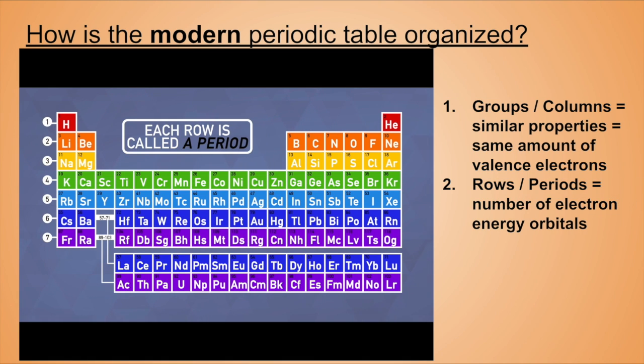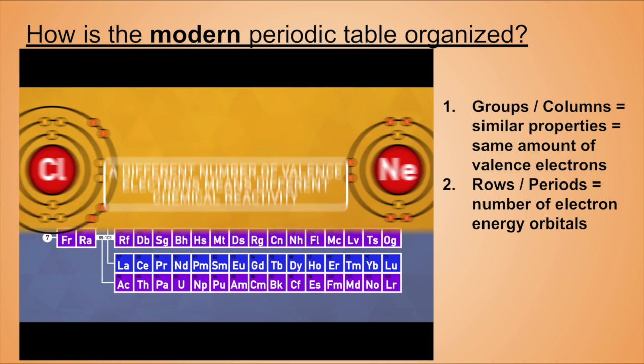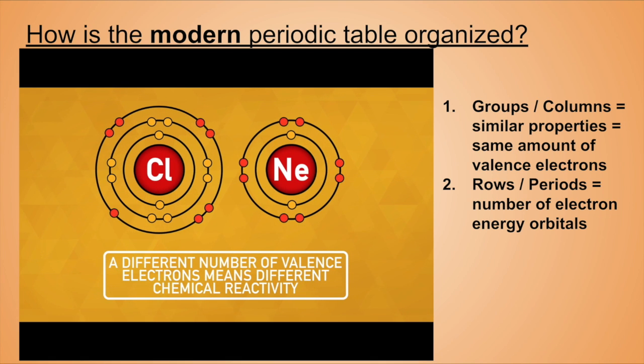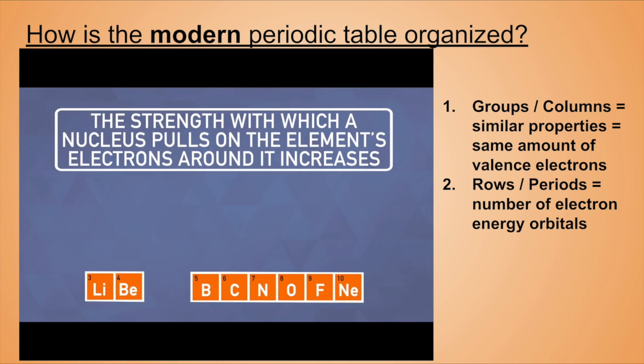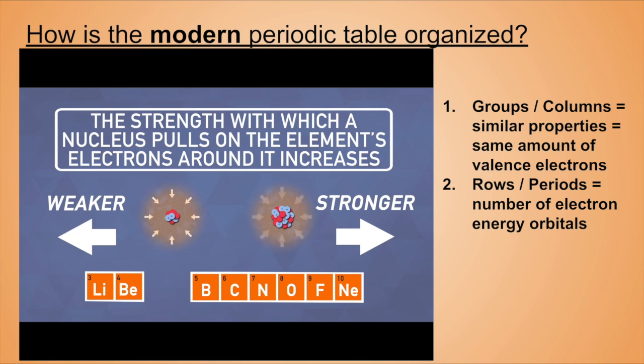Within each period, the valence electron configurations of the elements change from element to element since there are more electrons. As a result, we see the chemistry of the elements changing as well. Remember, a different number of valence electrons means a different chemical reactivity. For example, as we move across the second period, the strength with which an element's nucleus pulls on the element's electrons around it increases. Nuclei of elements on the left side of the table pull relatively weakly, so they are more likely to lose electrons in a chemical reaction.